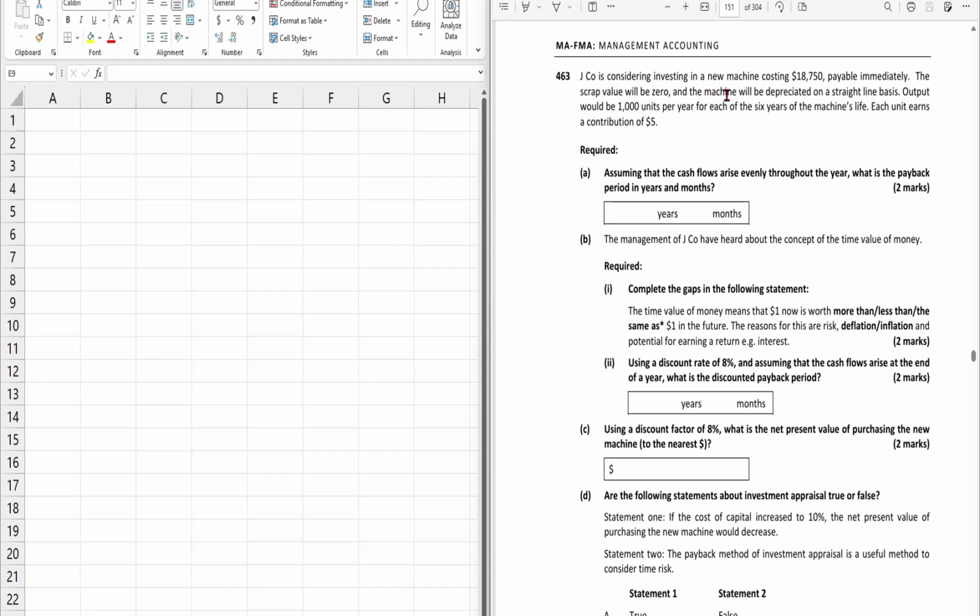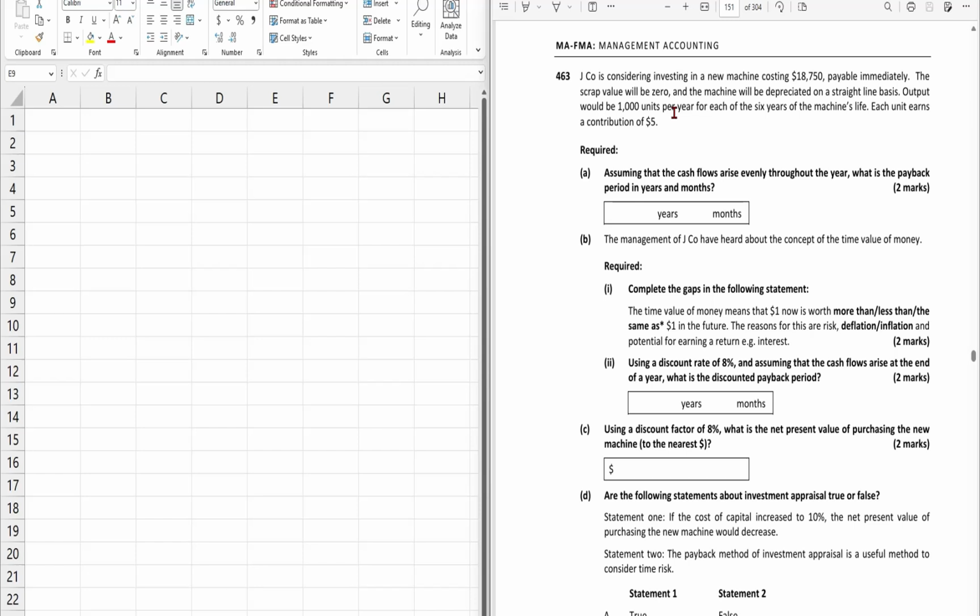Another thing is the depreciation. The question says the company depreciates on a straight line basis, but this question is related to investment appraisal. Depreciation is a non-cash item, so we won't take it into account while doing the calculation. We just ignore this. If they provided a profit figure in which depreciation has been included, in that case we would need to add it back.